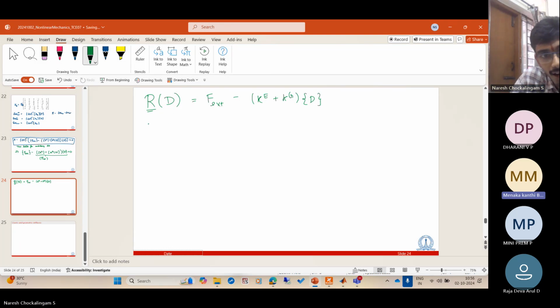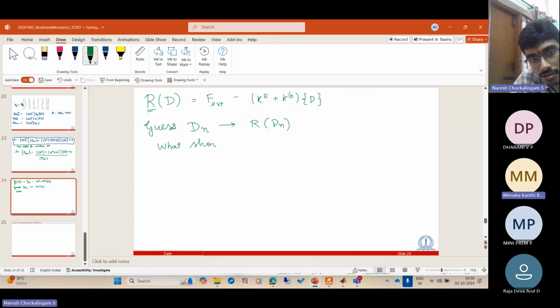So let's set up a Newton-Raphson. Let me make a guess, let's start with a guess dn. And what should be the correction? If I have a dn, that will have a residual R of dn. What should be the correction in every iteration to get it to 0? Let me call the correction delta D. This delta is different from the virtual displacement. This is a true correction.